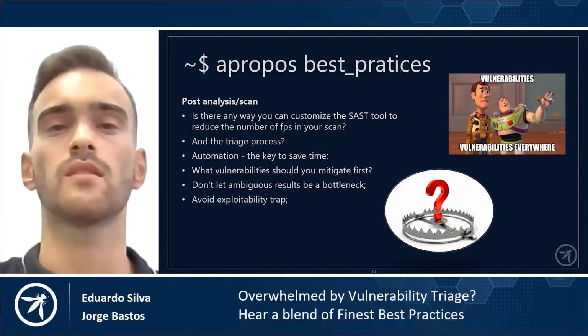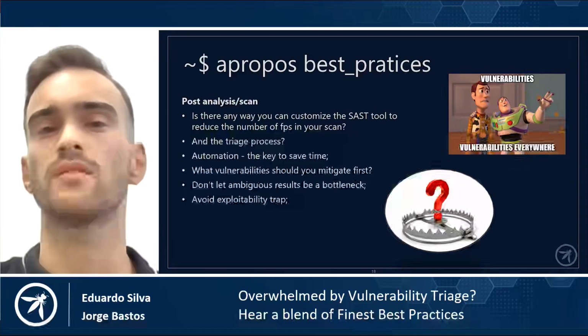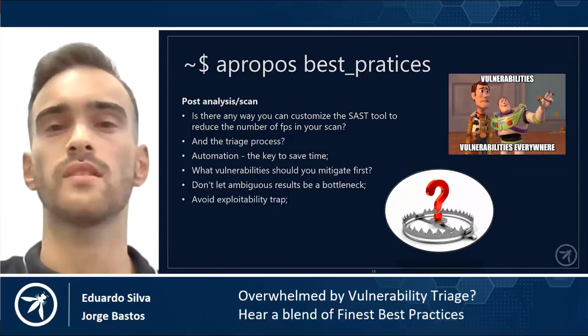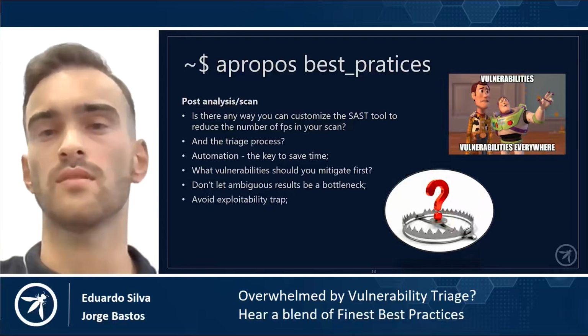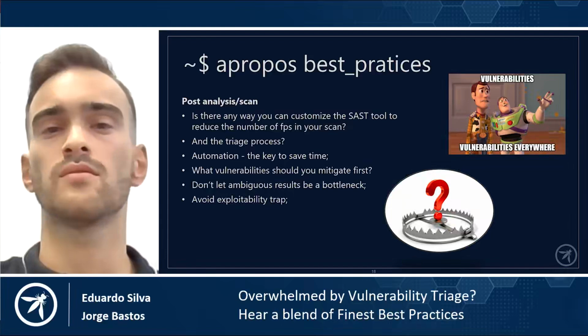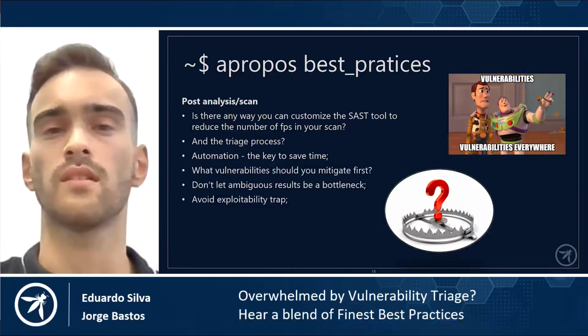Besides that, with a lot of analyzed results, what confirmed vulnerabilities should we fix first? Well, prioritize them. Start with those with higher severity because they have a higher impact if exploited. Another thing to pay attention to is don't let ambiguous results become a bottleneck of your analysis. There are 3 types of results: clear confirmed, clear false positive, and ambiguous result. Ambiguous results are the difficult ones which can slow down the analysis process.